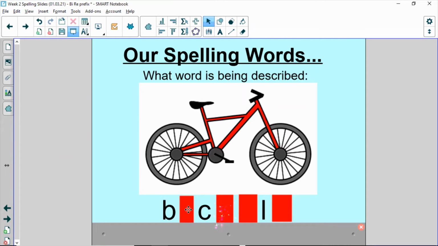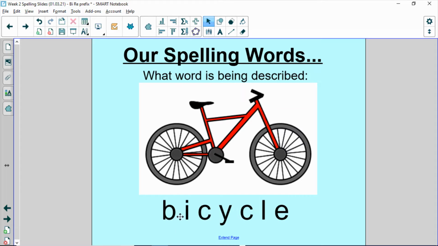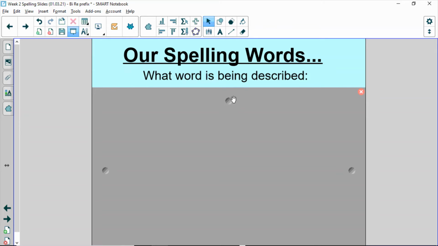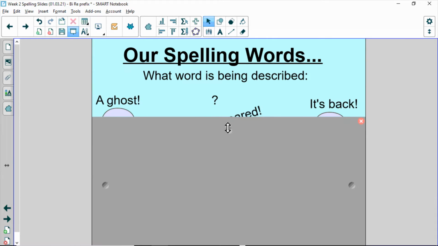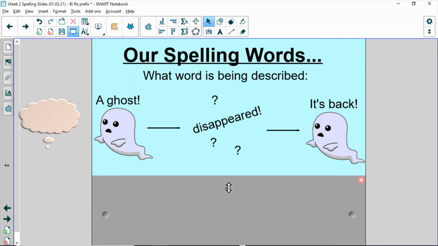This word is bicycle, and we spell it B-I-C-Y-C-L-E. The bi here refers to 2, so we have 2 wheels. Let's go to another spelling word. I'm going to reveal the screen. Here is our second word. Can you guess what word is being described?